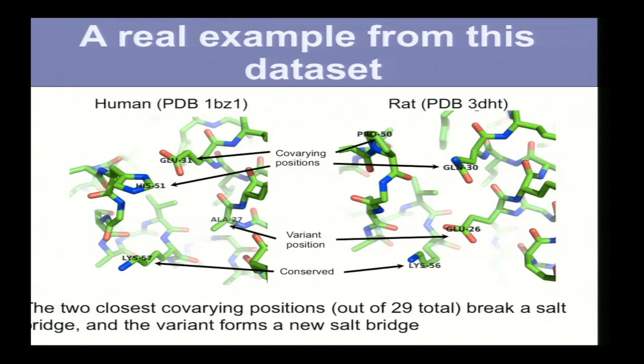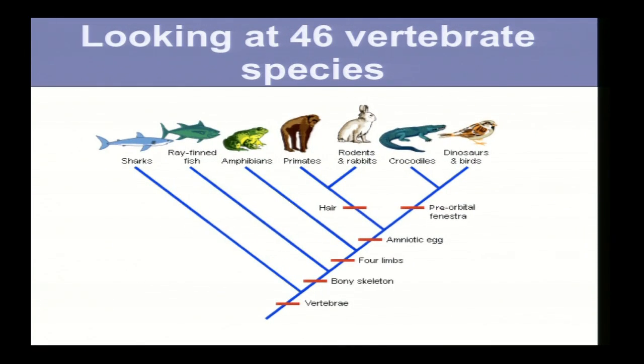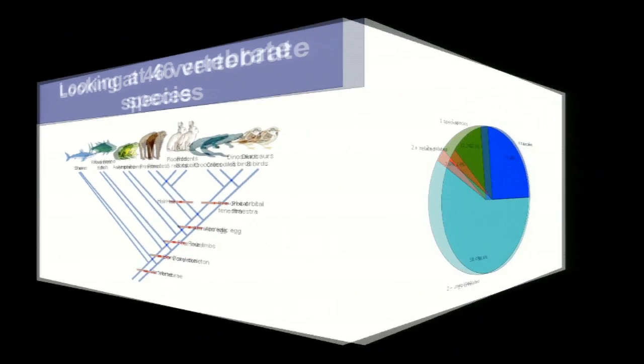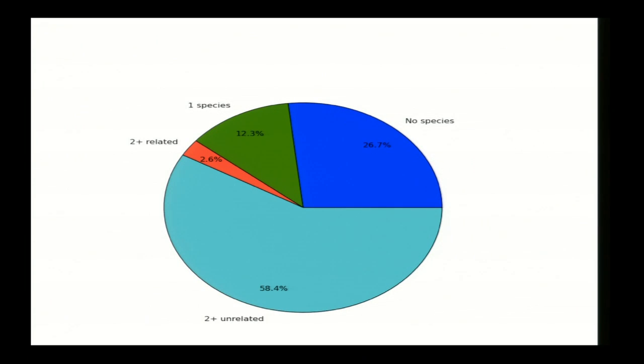There are multiple examples like that, not necessarily in the same position. I have a possibility of changing the position of a salt bridge to another location and still have a stabilizing interaction, with an amino acid change which would be damaging in a different genetic background. So if we look at the phylogeny of vertebrates, now we have 46 genomes, and we look at neutral variants, we see that only about 26% of those don't have a potential human polymorphic variant in any of the 46 vertebrates.